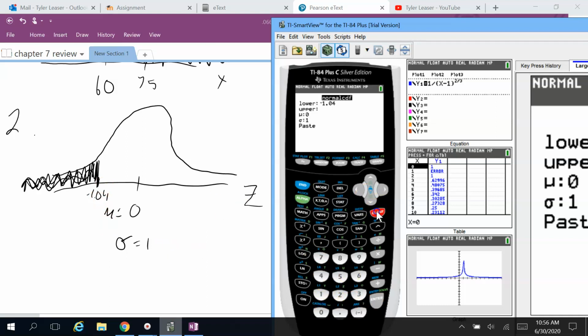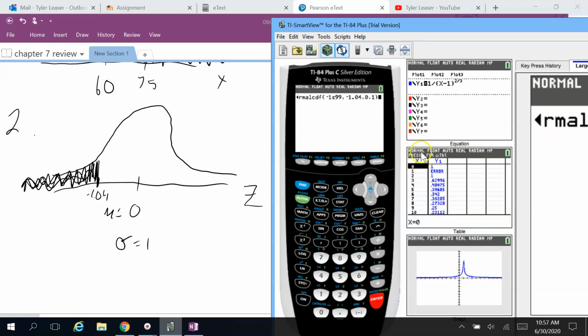Oh, I put that in the wrong spot. Sorry about that, let me just fix that, put that back. Negative 1.04 here for the upper limit. The mean is next. That's 0 for the standard normal curves. Anytime you're dealing with z-scores, the mean is going to be 0 and the standard deviation is going to be 1, so I'm just going to leave those alone.